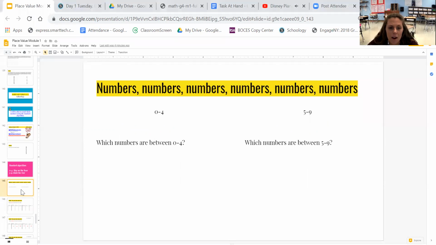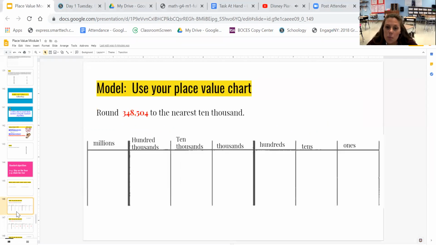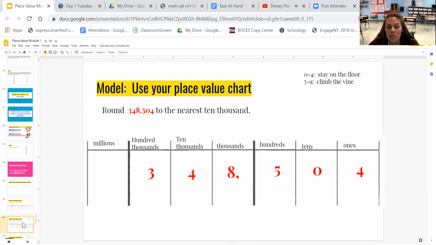I'm going to model for you how to round. So use your place value chart. Round 348,504 to the nearest 10,000. So let me first start by writing these numbers in my place value chart where they belong, nice and neat. Notice in the top right-hand corner, I wrote out my little riddle so I remember. Okay, now it says round to the nearest 10,000. I'm going to underline that so I don't forget that that's where I'm rounding to. And then down here, I'm going to underline my 10,000s place.